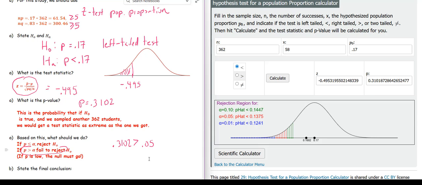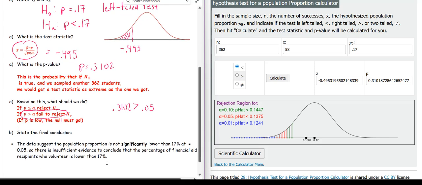There's just not enough evidence to say that the proportion of students that volunteer their time that receive financial aid is less than the population proportion. So that's our final conclusion. The data suggests that the population proportion is not significantly lower than 17% at the 0.05 significance level, so there's insufficient evidence to conclude that the percentage of financial aid recipients who volunteer their time is lower than 17%.